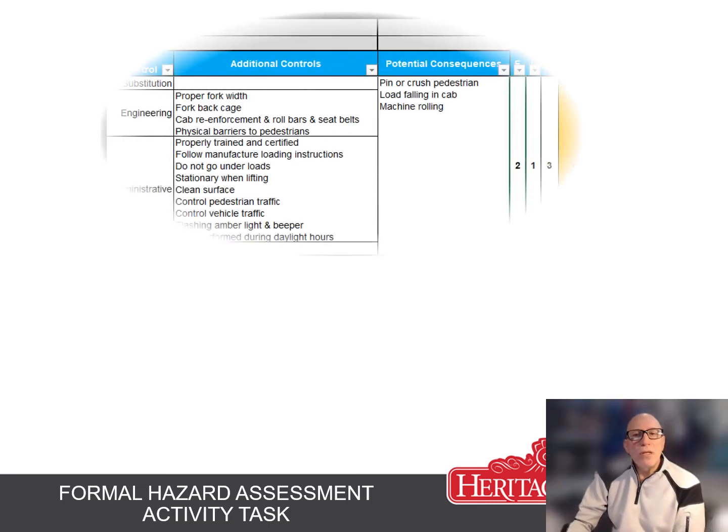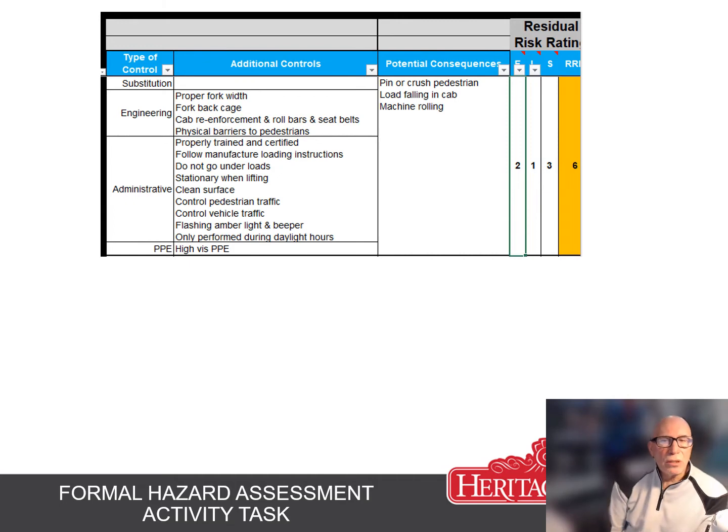As was determined in our original risk assessment, the risk was too high. So we're going to revisit our controls. We're going to add an engineering control, a physical barrier to any pedestrians, thus eliminating them from being in the area. Our administrative controls: we're going to make sure that we have good housekeeping and clear, smooth surfaces. We're going to be stationary when we're lifting loads and not moving. We're going to make sure that work is only performed during daylight hours. And we're going to control vehicle and pedestrian traffic.